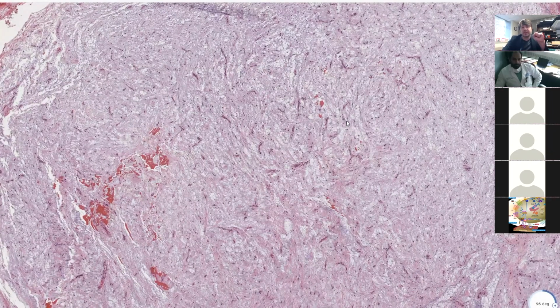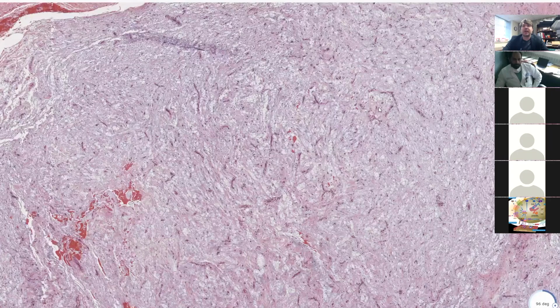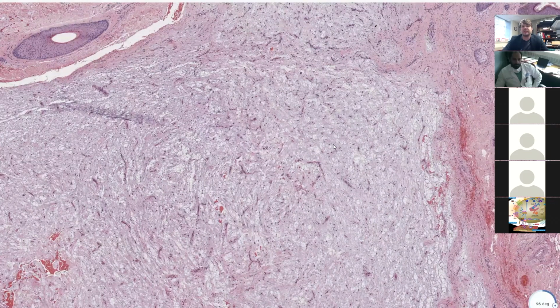Deep myxomas, on the other hand, like intramuscular myxomas, usually do not have very prominent vessels. So it's kind of interesting. When I sign these out, I usually say superficial angiomyxoma, parentheses, cutaneous myxoma. These are benign. They involve the skin and subcutis, and they usually are sporadic.